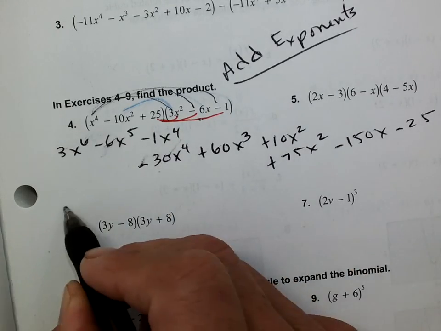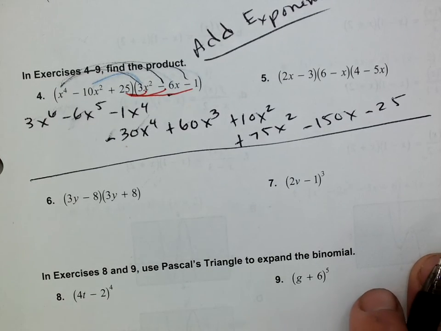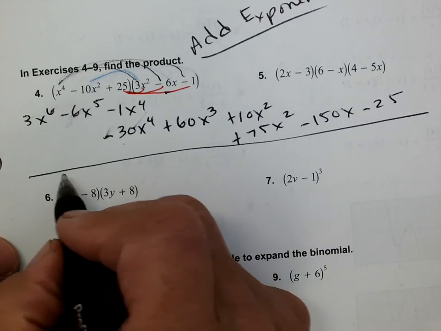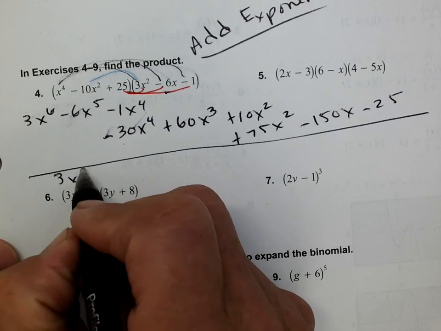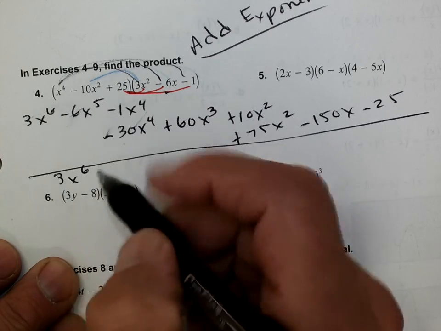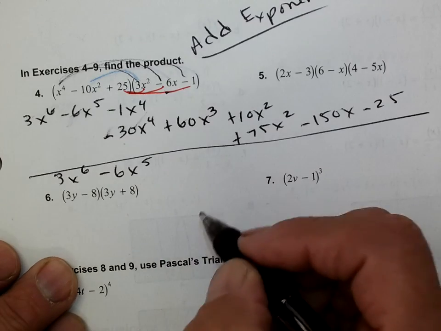Now, we can only put the ones that are the same together. What a mess, but this is our answer. It's a really ugly answer, right? You guys agree? But the answer really is just a 3x to the 6th, because I brought that down, right? Because that's the only one. Minus a 6x to the 5th. Brought that one down because they're the same.